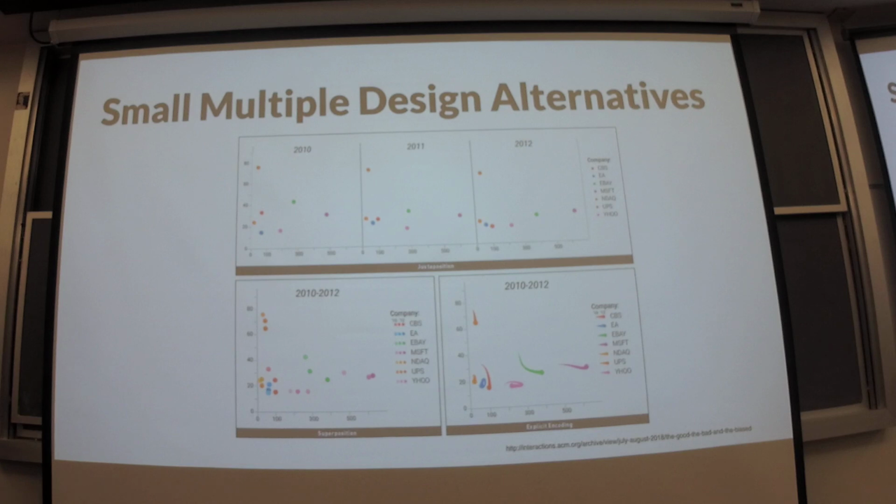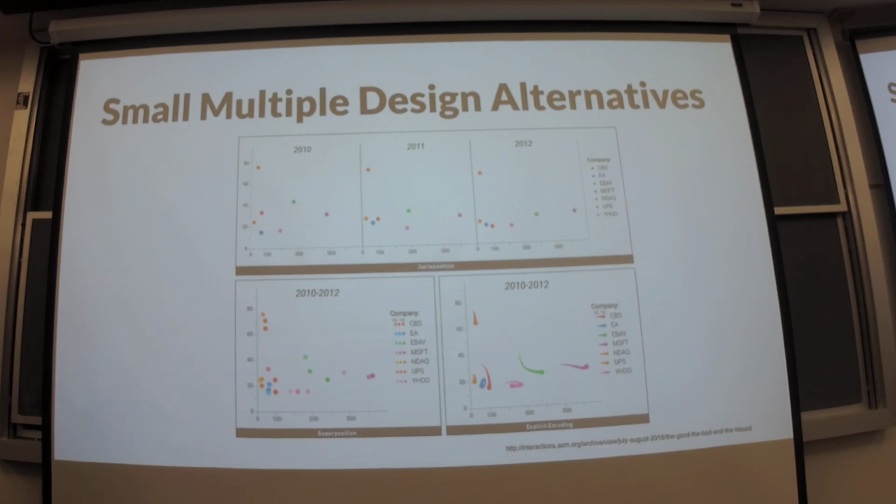And so here is another example. Here we have a scatter plot of three different time series where we really care about both dimensions in some way, from 2010 to 2012, for a couple of companies. Why isn't this great? It's really hard to track where the points moved, right?